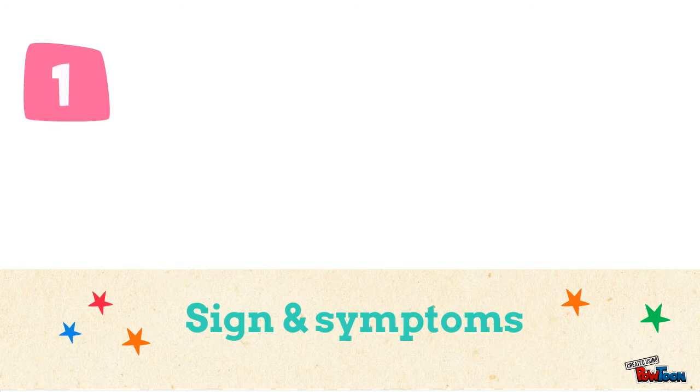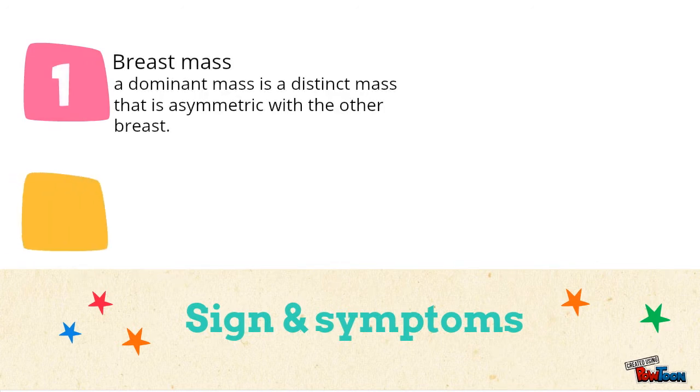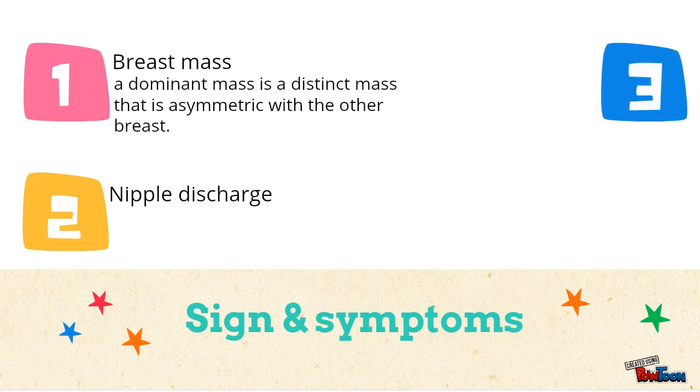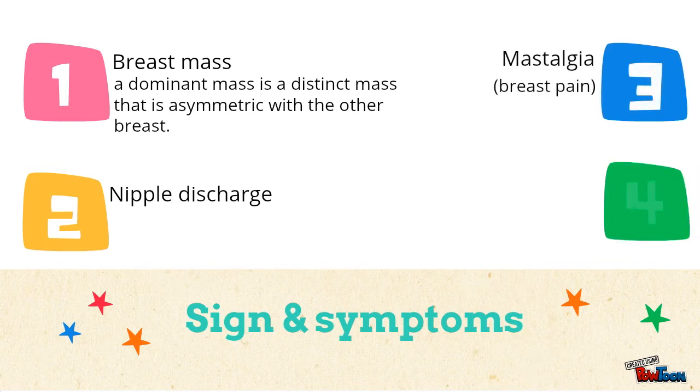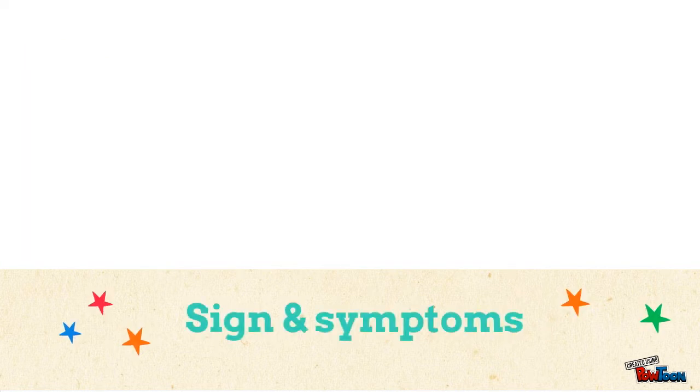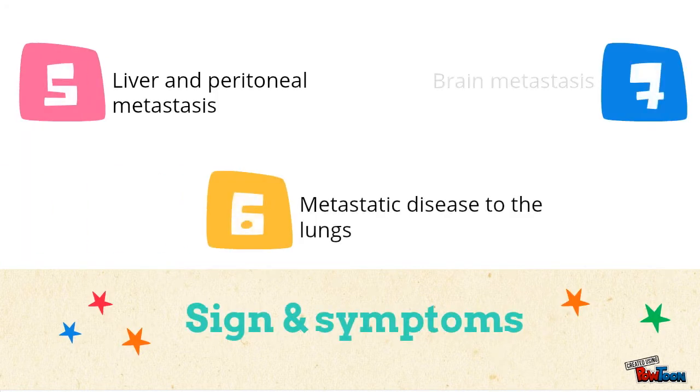Signs and symptoms. The patient can come with a breast mass. A dominant mass is a distinct mass that is asymmetric with the other breast. Nipple discharge. Mastalgia, which means breast pain. Bone metastasis. Liver and peritoneal metastasis. Metastatic disease to the lungs. And brain metastasis.